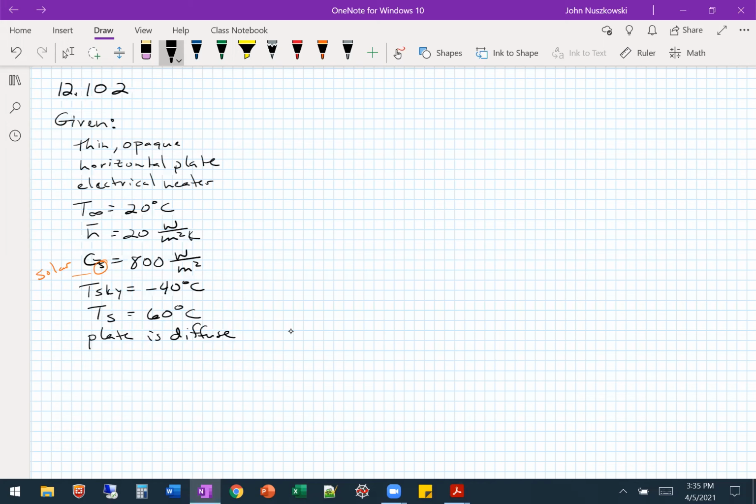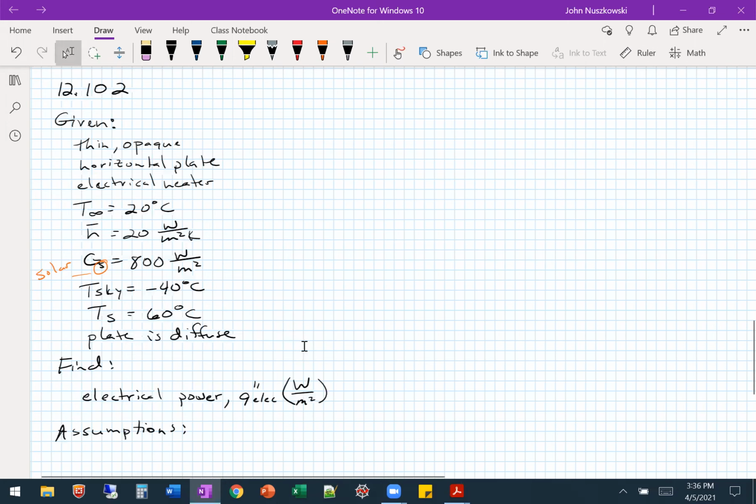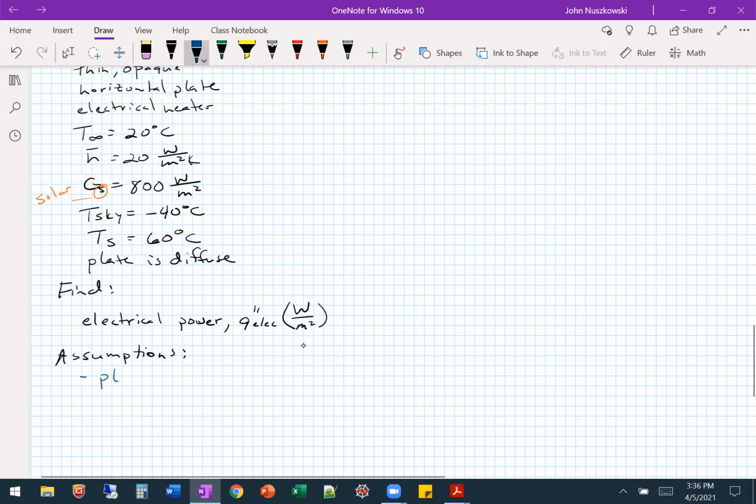All right, so we need to find the electrical power required to maintain the plate surface temperature. Okay, so finding the electrical power. Assumptions, I'm going to rewrite one of them. They told us the plate is diffuse, so I'm just going to rewrite that one. And the plate is opaque.